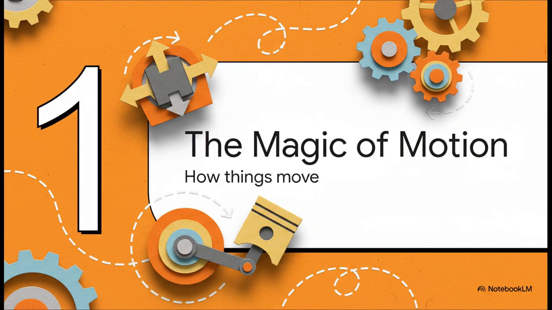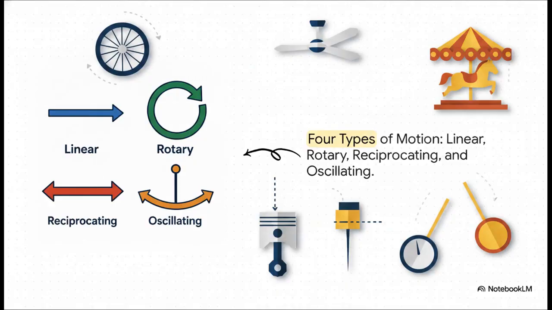The magic of motion, how things move in our world. Machines don't really speak English or Spanish, right? They speak the language of motion, but they only have a few languages to choose from. So sometimes engineers have to figure out how to translate one type of movement into a completely different one. There are 4 main types of motion, but for your exam today, we're going to focus purely on 2.